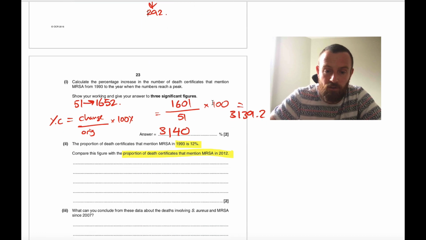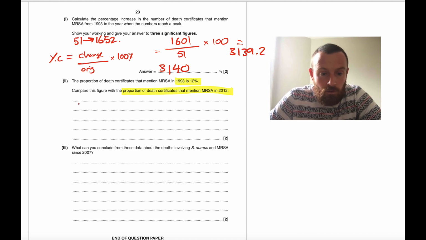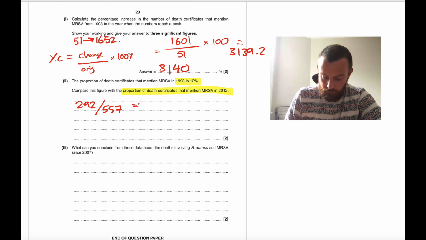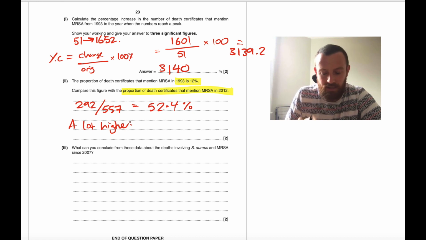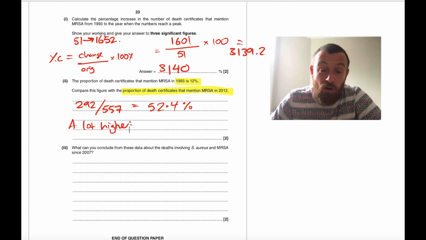292 divided by 557 equals 0.52, or 52.4%. So this is a lot higher. And actually, I'm just going to do an extra little maths here. I'm going to divide that by the 12%, see how many times higher. So yeah, 52.4 divided by 12-ish is, it's over 4 times higher.